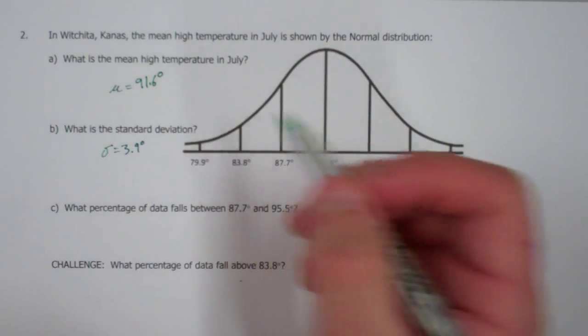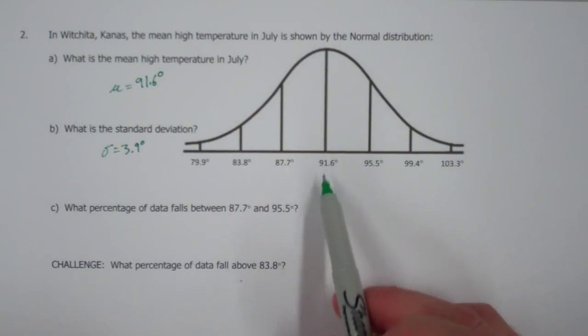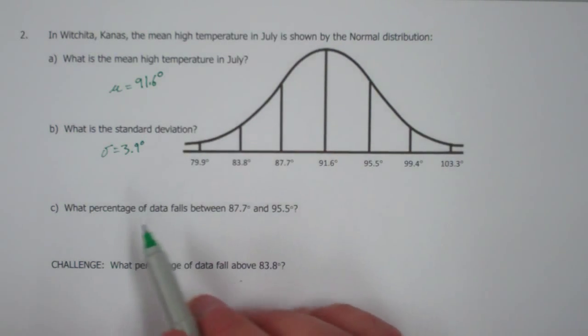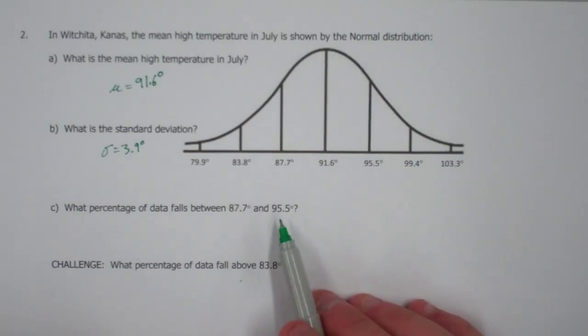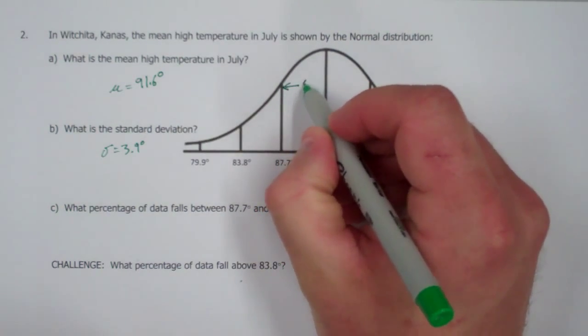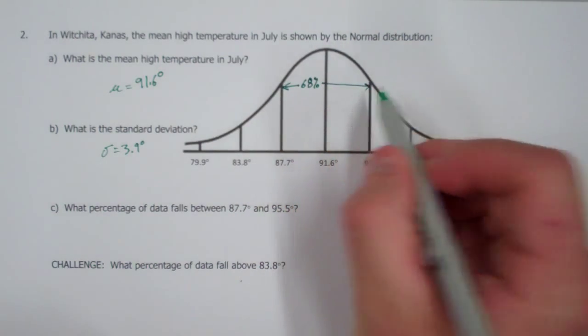Okay. We can double check that. We can take 3.9 and add it to 87.7. That should get us right here. And it does get us to 91.6. What percentage of data falls between 87.7 and 95.5? That's right here. And that's going to be 68% according to the empirical rule.